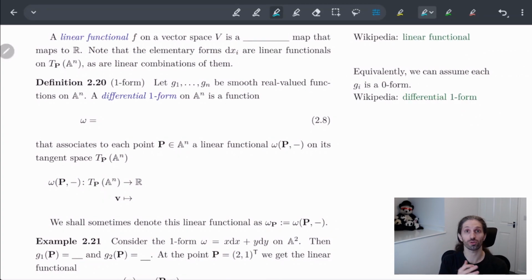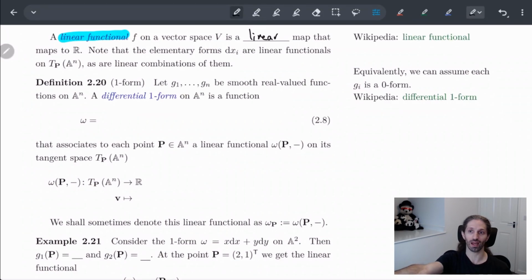First, in this video, we're going to talk about what a linear functional is. We've seen this word linear a million times, so at this point I expect you to have an intuition as to what this should be. This is just a function f that is a linear map, linear in some sense, that goes to R. So this is what a functional is telling us: we're going to R. In particular, all of these elementary forms that we saw before are linear functionals on our tangent space, and so are linear combinations of any of them.